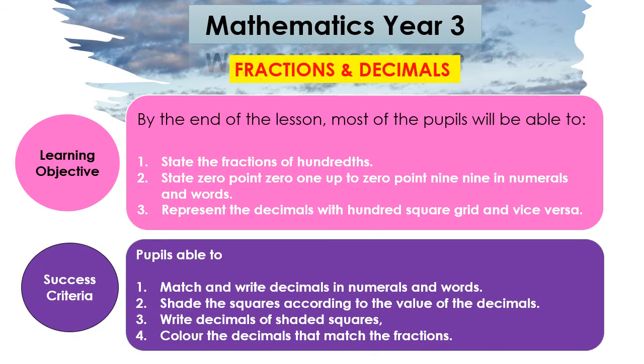For your success criteria for today's class, you will be able to, number 1, match and write decimals in numerals and words. Number 2, shade the squares according to the value of the decimal. Number 3, write the decimal of shaded squares. And then number 4, color the decimal that matches the fraction.